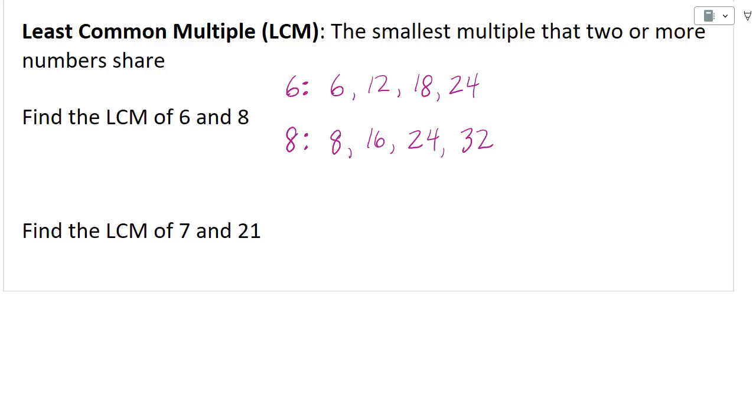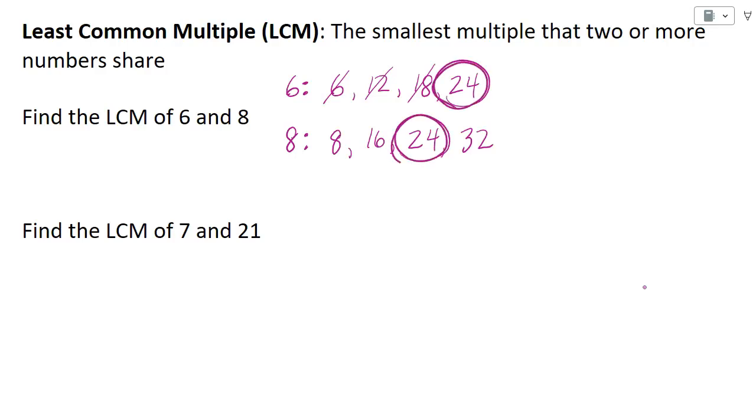So I start with the smallest number on either one of your lists. Honestly, I like going with the smallest number though. So we'll start with 6. So is 6 on the other list? Nope. Is 12 on the other list? Nope. Is 18 on the other list? Nope. I'm scrolling through. Is 24 on the other list? And there we go. 24 is the lowest common multiple of 6 and 8.